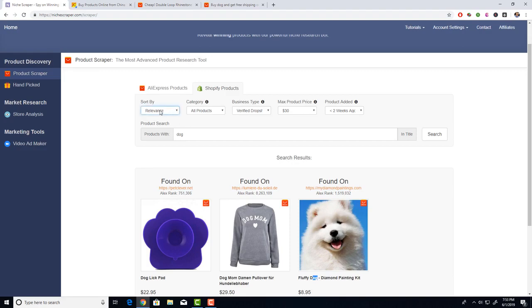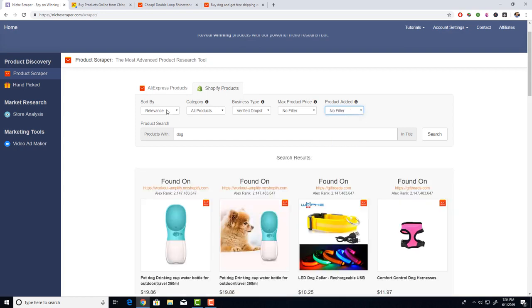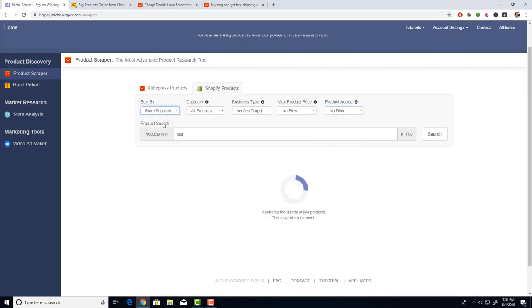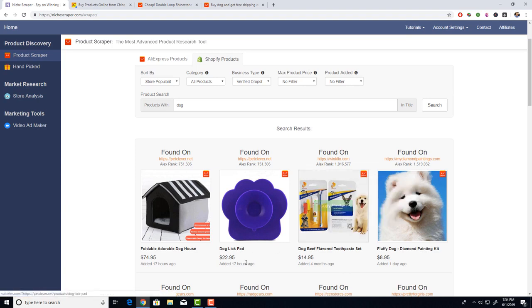If you were to come in here and sort by store popularity, on the other hand, it's going to show you the products that are on the most popular stores. So you know that these stores are popular, which means these products are probably being sold pretty well. So anyways, that's some things you can do. Some other things you can look at.